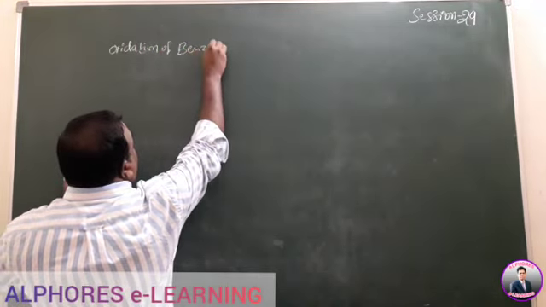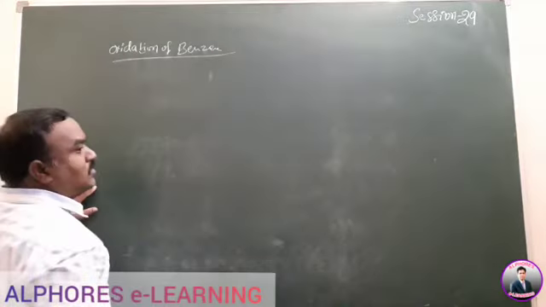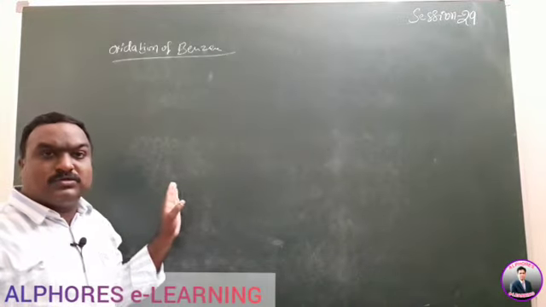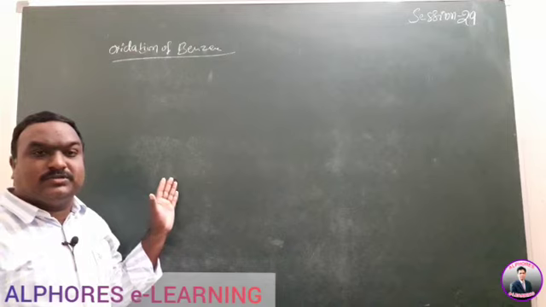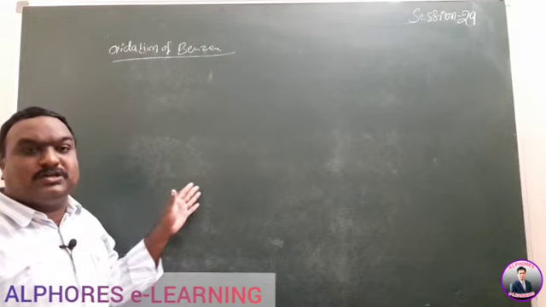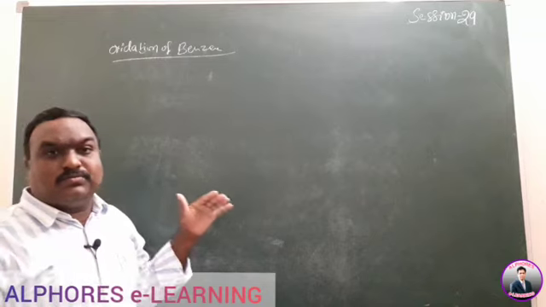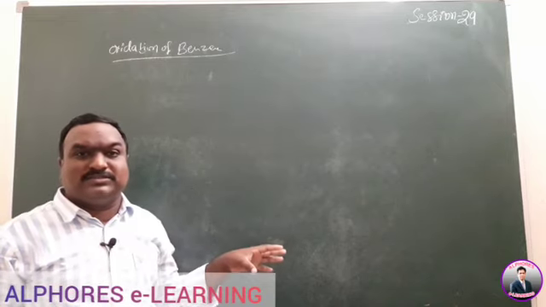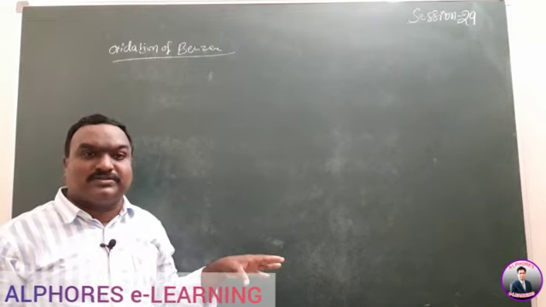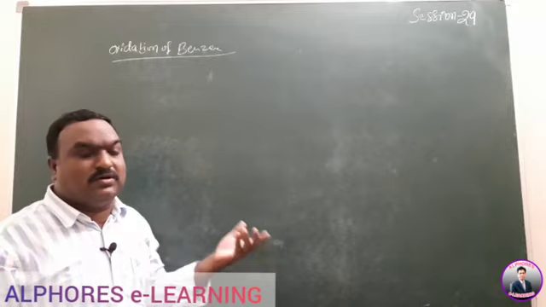So oxidation of benzene. This one is the latest method. By using oxidation reactions, we can prepare phenol. The benzene compound undergoes oxidation in the presence of vanadium pentoxide, then forms the phenol.